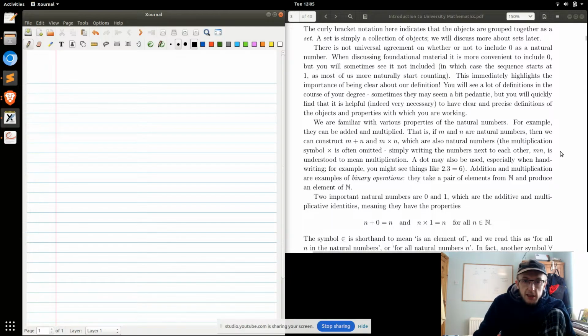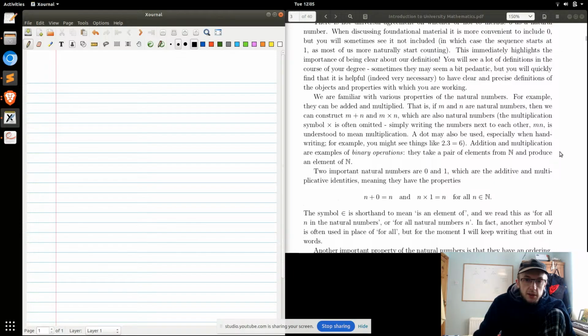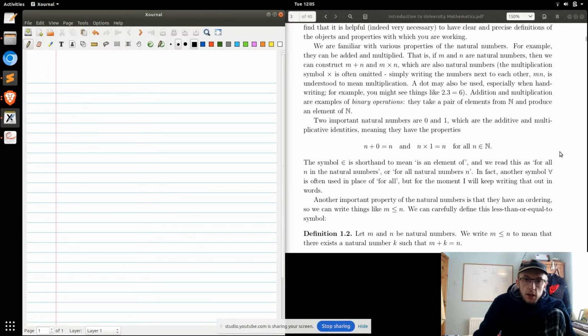Addition and multiplication are examples of binary operations. They take a pair of elements from the natural numbers and produce an element of the natural numbers. Two important natural numbers are 0 and 1, which are additive and multiplicative identities, meaning they have the properties n plus 0 equals n and n times 1 equals n for all n in the natural numbers.